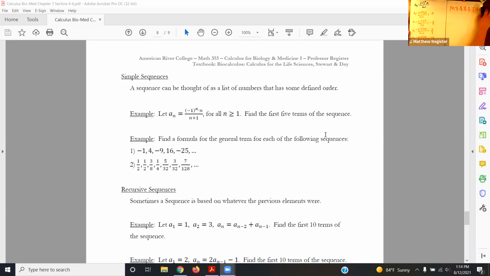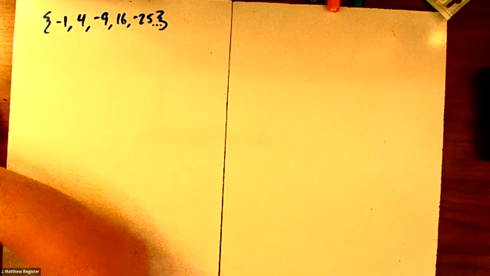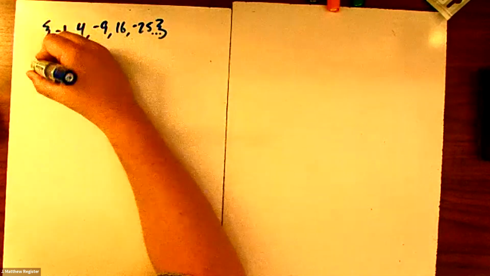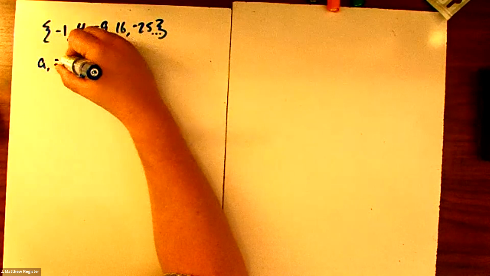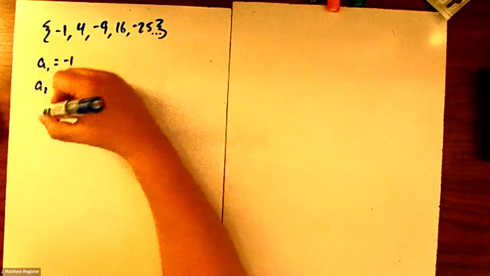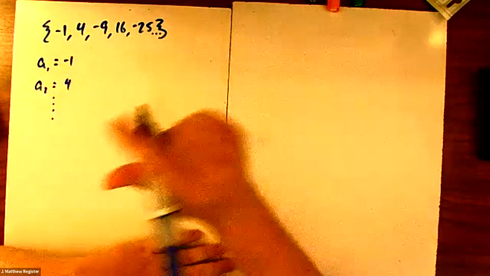The second one is a little bit harder. So let's try that first one, just so that we can get the idea of it. So if we have the set -1, 4, -9, 16, -25, and on and on. Well, in this case, let's say that we want to start with n equals 1. And so this would be saying that a sub 1 is equal to -1, a sub 2 is equal to 4, and so on. The question is, what pattern do we have going on here?